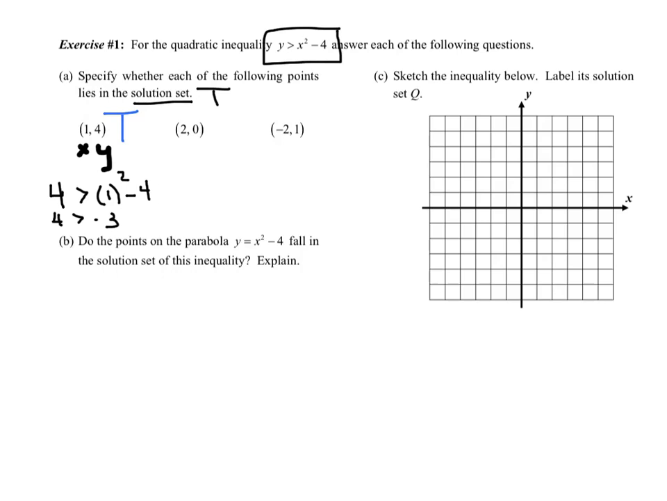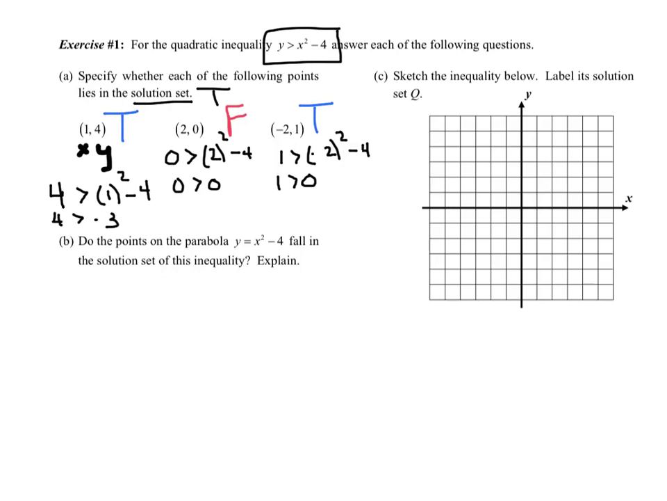We'll do the same for the next one. This time my 0 is my y, is greater than 2 squared minus 4. Is 0 greater than 4 minus 4 is 0? True or false? Well, 0 is actually equal to 0, not greater than 0. So that one I'm going to say false on. And lastly, I have 1 is greater than negative 2 squared. Notice my square is outside. So that's 1 is greater than 4 minus 4 is 0. I would definitely say 1 is greater than 0 is true.